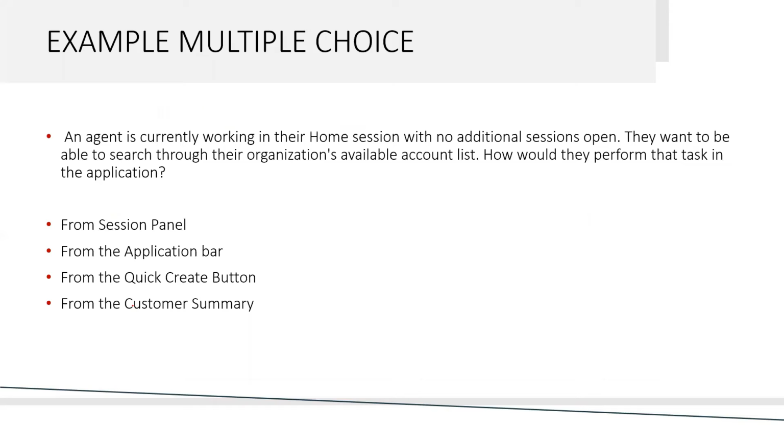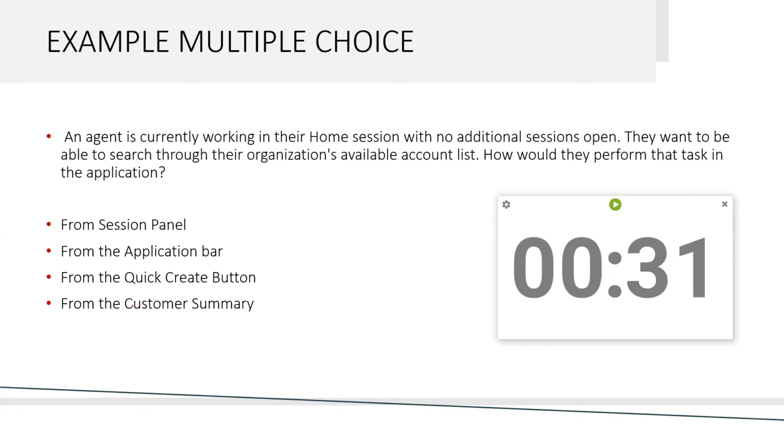The first question is: if an agent is currently working in their home session with no additional sessions open and they want to be able to search through their organization's available account list, how would they perform the task in the application? Is it option A, from the session panel? Option B, from the application bar? Option C, from the quick create button? Or option D, from the customer summary? Let's get your answers on the chat and let me start the timer now.